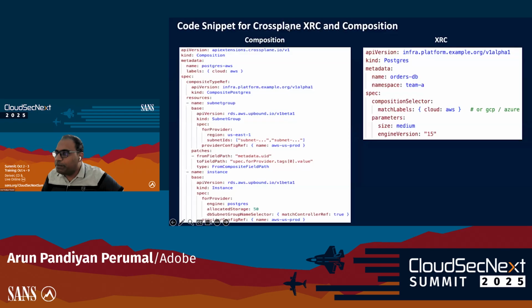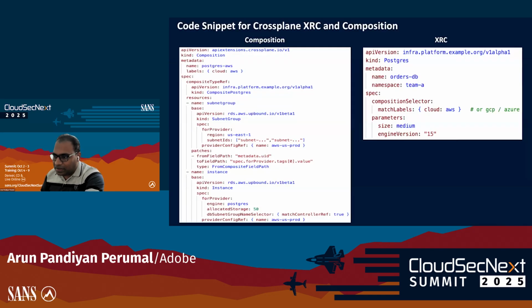Yeah, there's a code snippet for Crossplane XR, I mean, the composite resource claim and composition. So under composition, there's example code. We define what needs to be created; it's actually like a blueprint or a template. This composition is for creating a Postgres database. So it contains what subnet group needs to be created, what version for the database needs to be assigned.